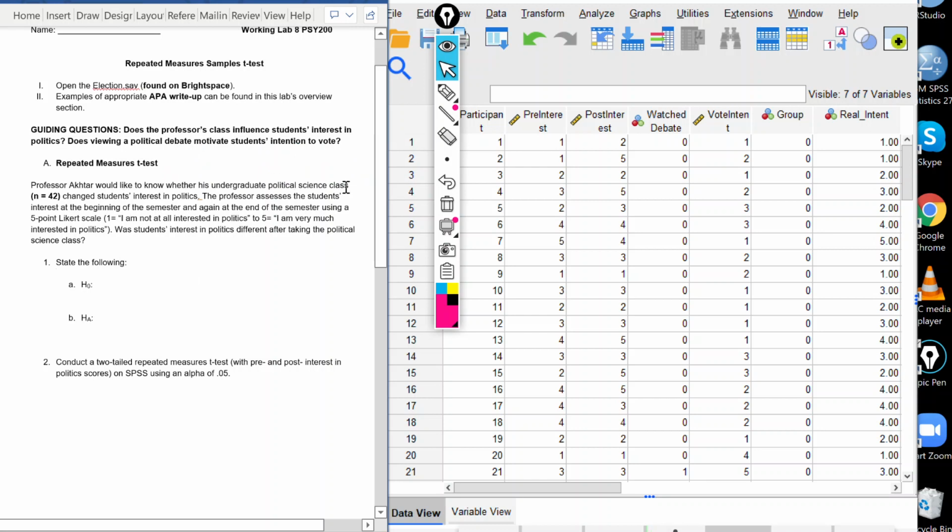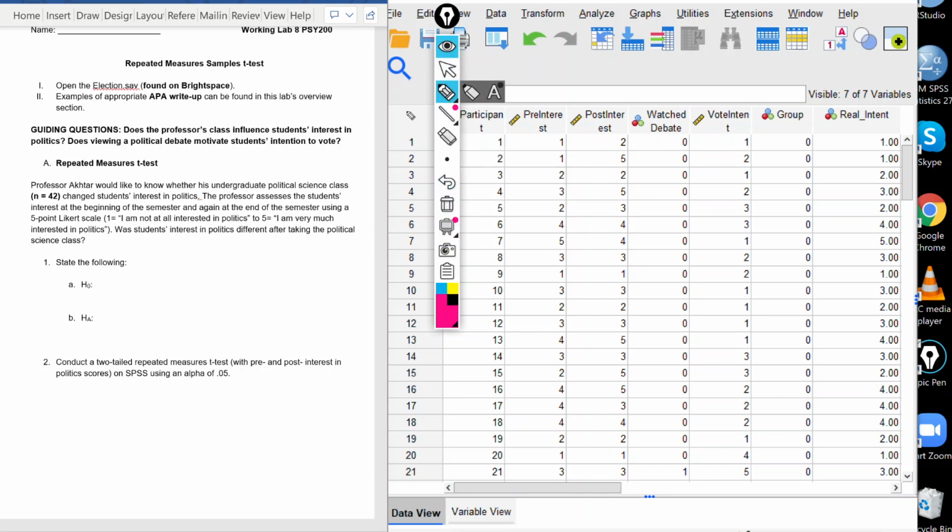He gives them a political science class, and wants to know whether it changed students' interest in politics. The professor assesses the students' interest at the beginning of the semester and then again at the end of the semester using a 5-point Likert scale. So this is a continuous measure that we can use. It's kind of a pseudo continuous measure, more of an interval ratio, but that's going to be our dependent variable, their interest in politics. So how interested in politics they are on a scale of 1 to 5, from I am not at all interested in politics to I'm very much interested in politics. So the question is, was students' interest in politics different after taking the political science class?